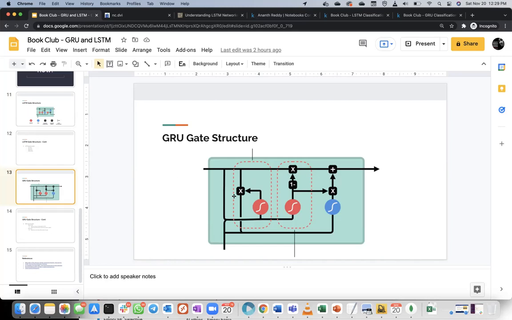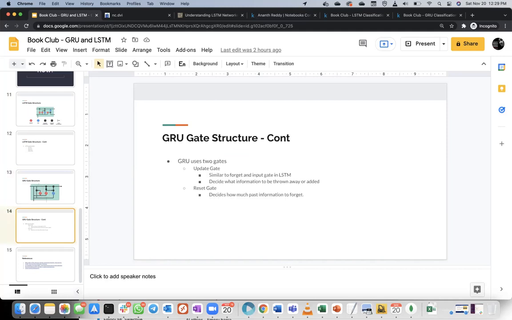GRUs have only two gates: update and reset. Reset is again the forget gate; it decides how much information is to be forgotten. The update gate is like the input gate, deciding how much information is to be thrown away or added to the cell state. Those are the two things GRUs have, and from GRUs we developed LSTMs.